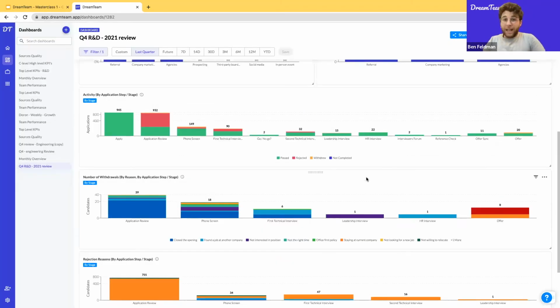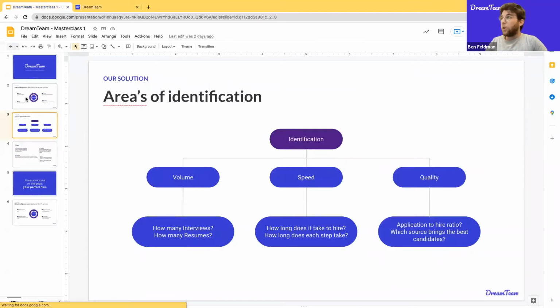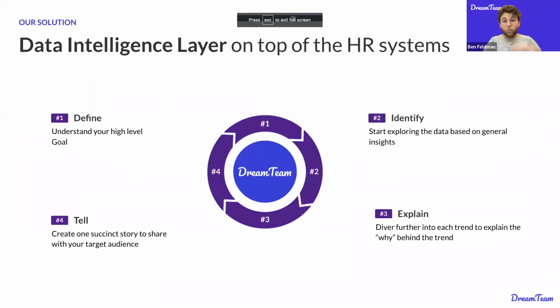That's pretty much it for our presentation today. We're getting into our Q&A time, but I just want to go over everything that we did again. We defined, right? We said, what is our goal? We understood exactly what it was. We then went into the identification stage and we broke it down into 3 areas. We had speed, we had quality, and we had volume. Once we identified the areas of interest from those 3, we delved further into it and we explained the reasons behind them all. And then we built it into one succinct story that doesn't overwhelm and confuse our target audience.